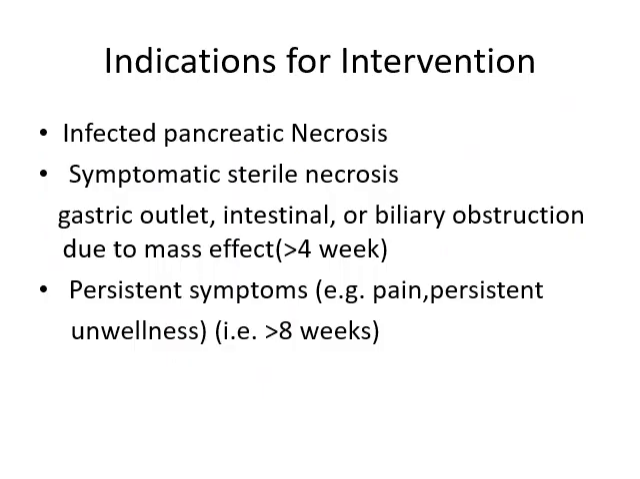So intervention is indicated in infected pancreatic necrosis or symptomatic sterile necrosis. In symptomatic sterile necrosis, there is no infection, but the patient has severe complications like gastric outlet obstruction or biliary obstruction with mass effect for more than 4 weeks, and persistent symptoms like persistent pain and unwellness for more than 8 weeks. So these are the indications for intervention in acute pancreatitis.